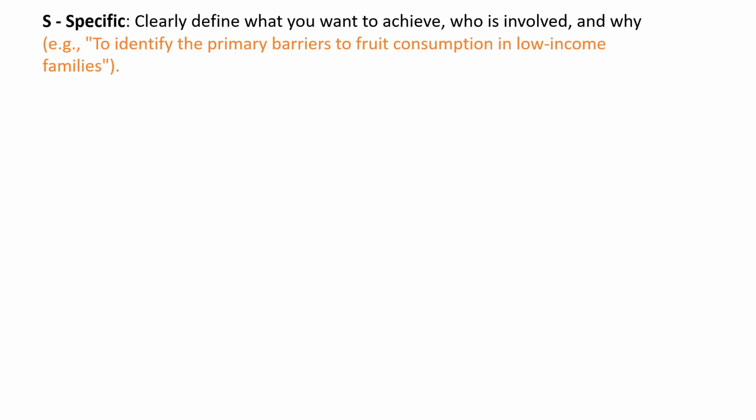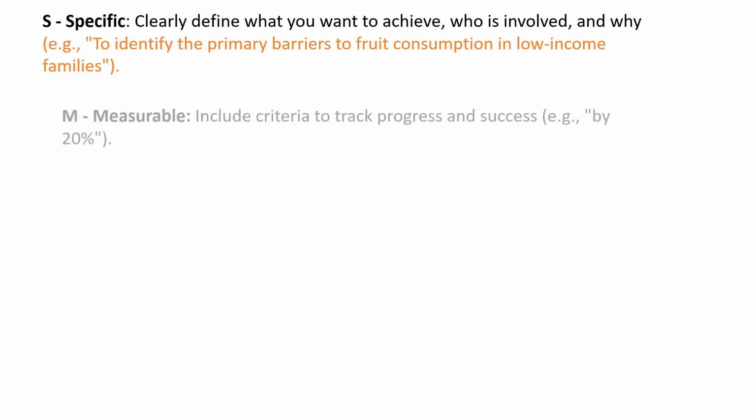This researcher wants to clear an assumption that these low-income families cannot consume fruits because of lack of money, which could not be the case. It is not factual. So he wants to go into an investigation to find out the primary barriers. Could it be ignorance? That is what specificity means here.